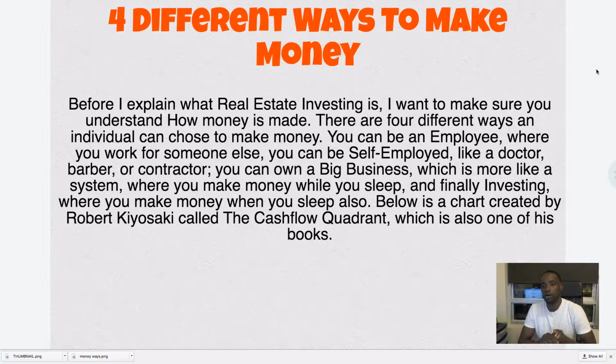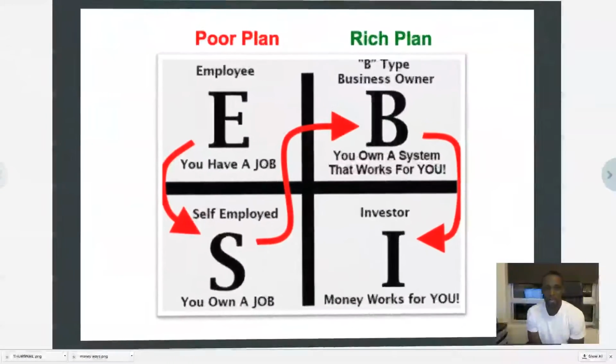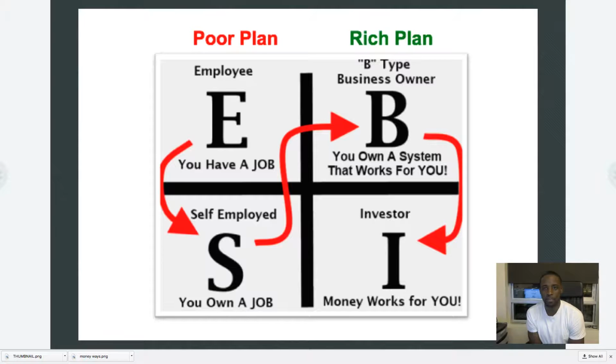On the next slide, I'm going to show a chart that was created by Robert Kiyosaki. You probably know who Robert Kiyosaki is. He wrote the book Rich Dad Poor Dad. It's been the number 1 bestseller for a very, very long time, probably still is in the business finance industry. And the book I'm referring to here is called Cashflow Quadrant. This is a book that he wrote, and this is the diagram. The diagram is called the cash flow quadrant.